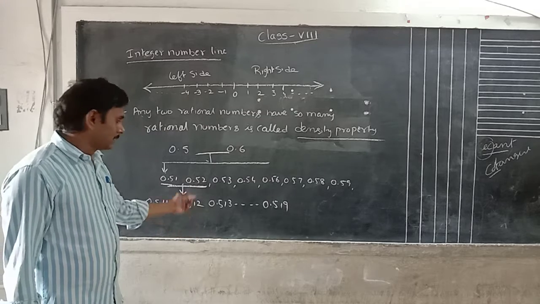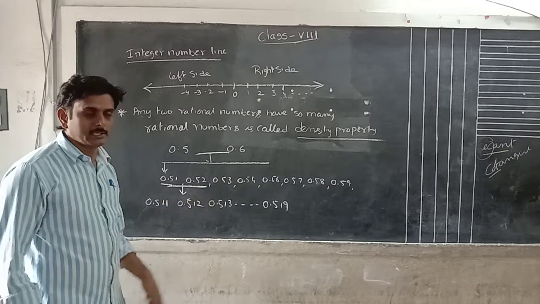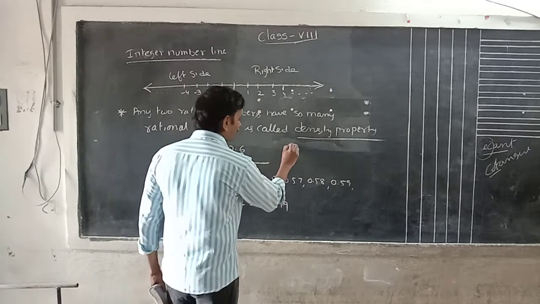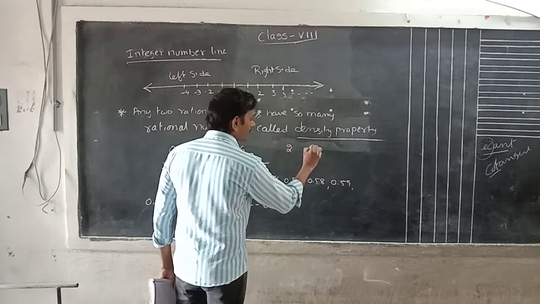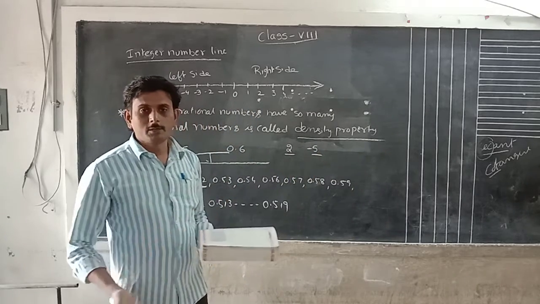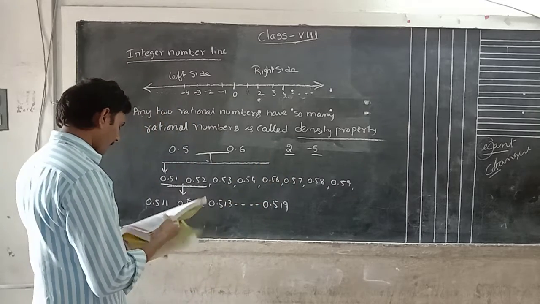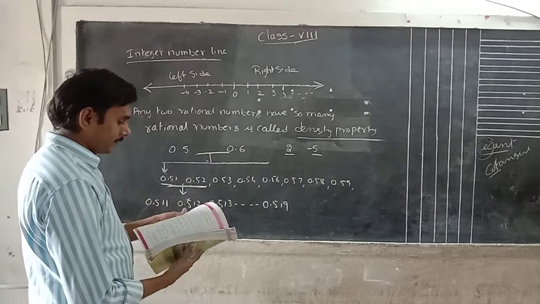This pattern we will get in 9th class. This year we will get between any two rational numbers, for example 2 and -5. Between these two rational numbers, they will ask you to write the possible rational numbers. How can we do that? We will learn it here. Now we will start the exercise.